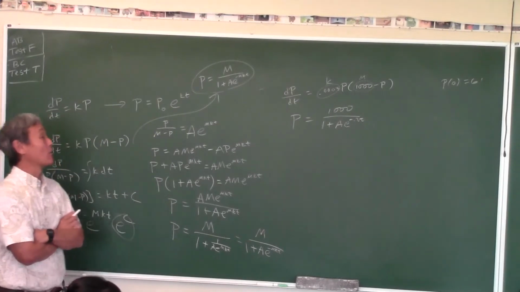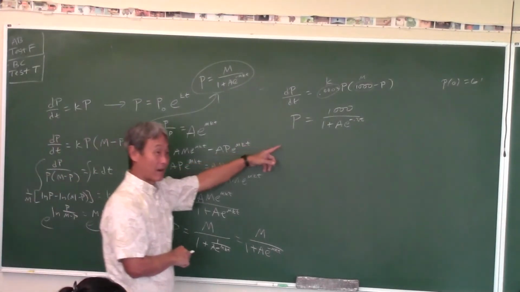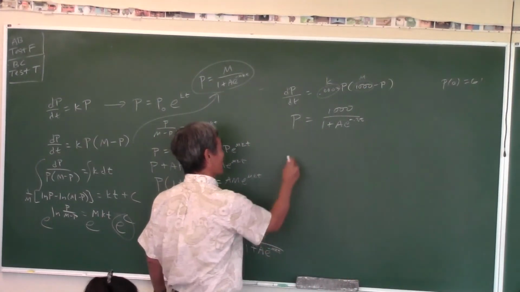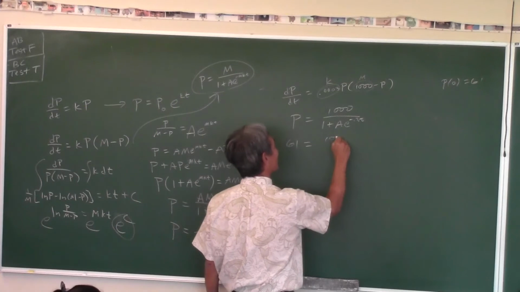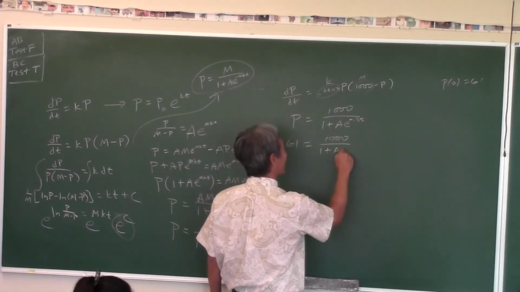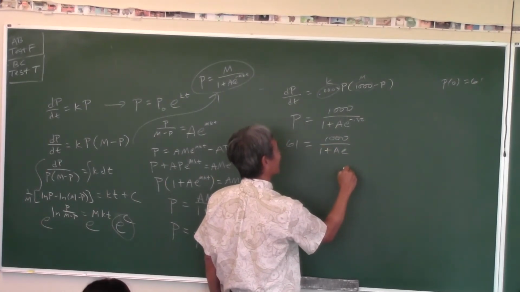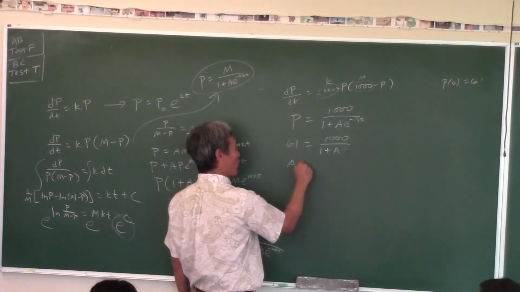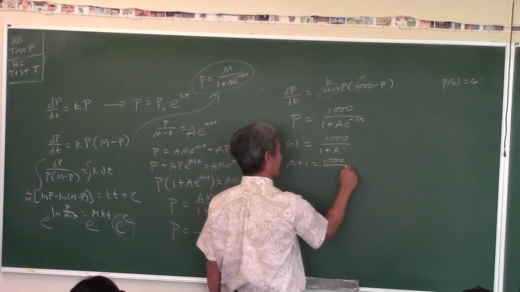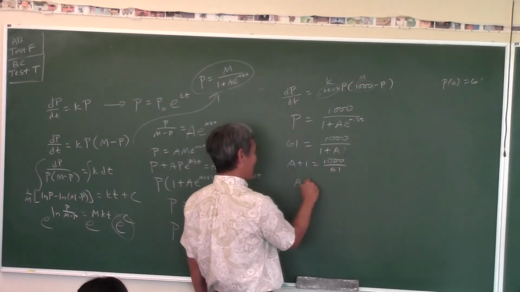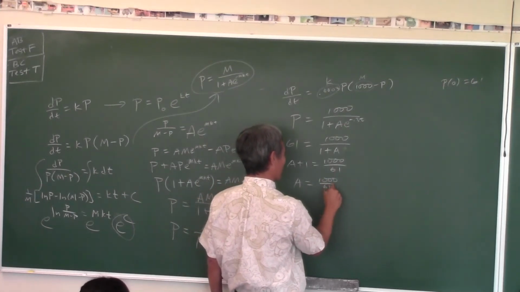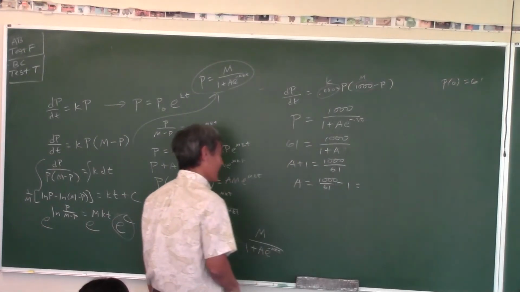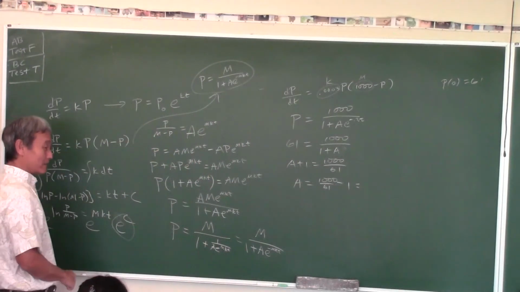Now let's figure out what A is. How do I figure out A? Using the initial condition. If you plug in 0 for t, the population is 61. So 61 is equal to 1,000 all over 1 plus A e to the 0, which is 1. That's easy then. So A plus 1 is equal to 1,000 over 61. So A equals 1,000 over 61 minus 1. You can punch that in on your calculator.